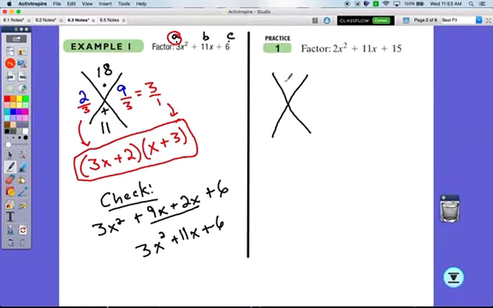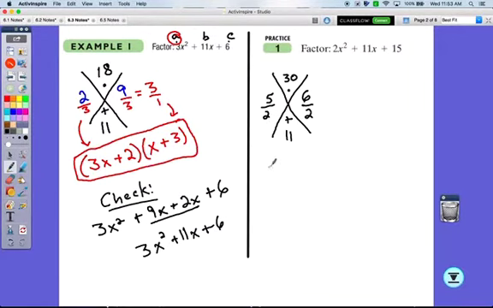So up top I said 2 times 15, which is 30. On the bottom I'll put the 11. I need 2 numbers that multiply to give me 30 and add to give me 11. It turns out that's 5 and 6. Then you come back through and divide by the a, which is 2.